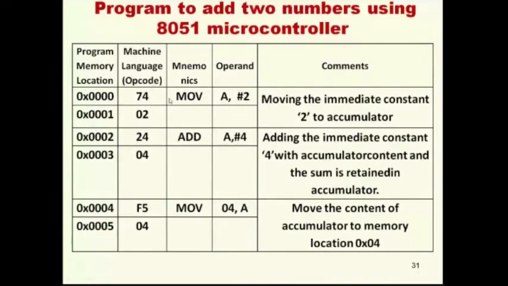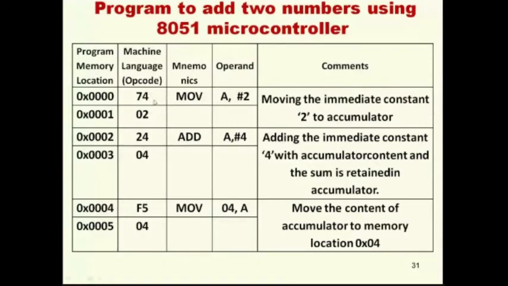So when you give 74, the 8051 microcontroller can understand: I have to move the next location content to the accumulator. We human beings can understand this by the third column and fourth column, which is called assembly language. The third and fourth columns are called assembly language. This is for human beings to understand. And the second column is called machine language. The first column is the memory location where these instructions are being stored.